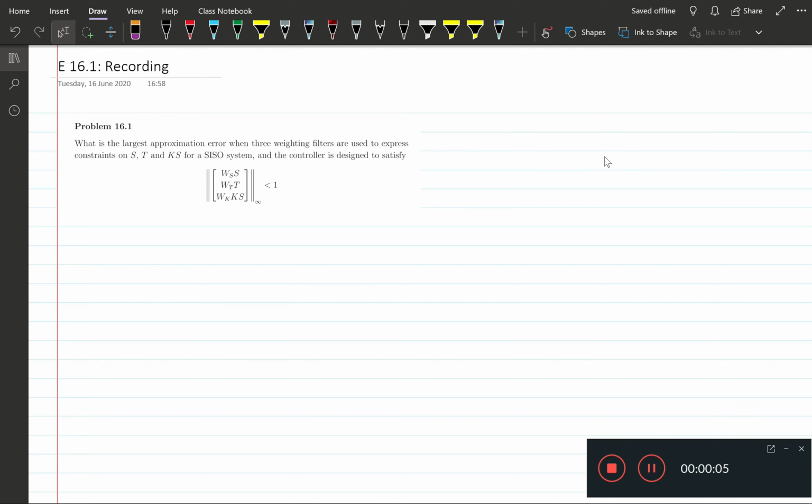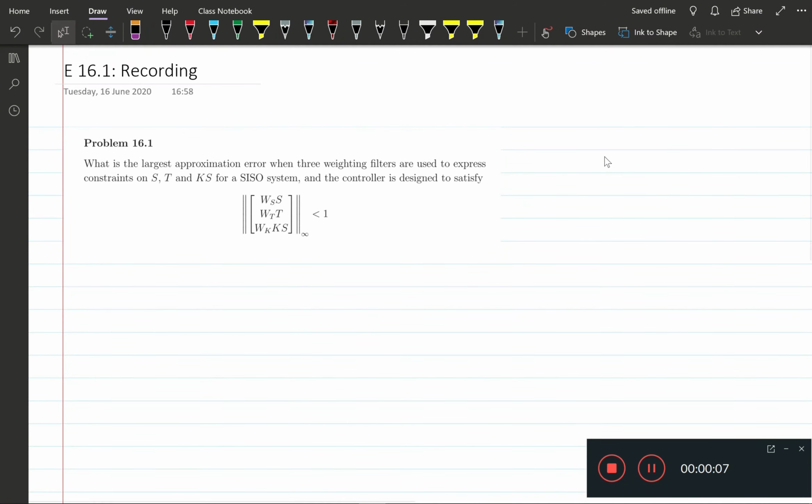Welcome everyone. Let's have a look at problem 16.1. We're asked to find the largest approximation error when the weighting filters are used to express constraints on the sensitivity, the complementary sensitivity, and the control sensitivity for a seesaw system. And the controller is designed to satisfy this.